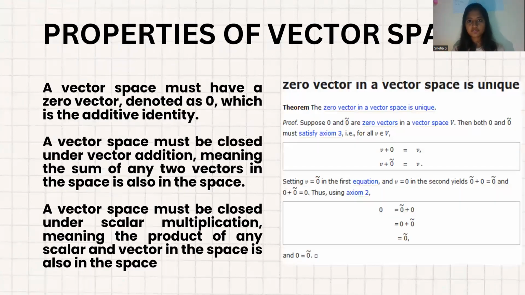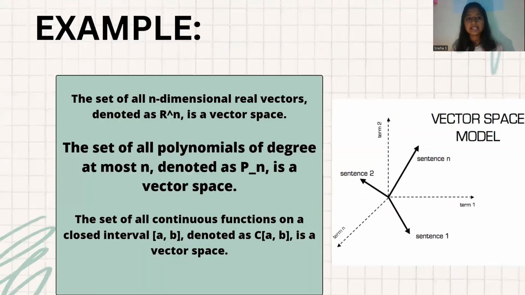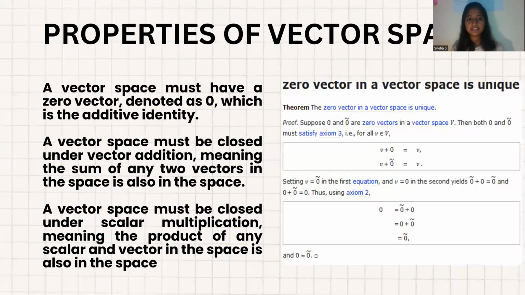Let us see the properties of vector space. A vector space must have a zero vector denoted as 0, which is an additive identity. So why should a vector space have a zero vector? It should have a zero vector because later it should be a subspace in the vector space. Additive identity means whenever you add 0 to any number, the result remains the same.